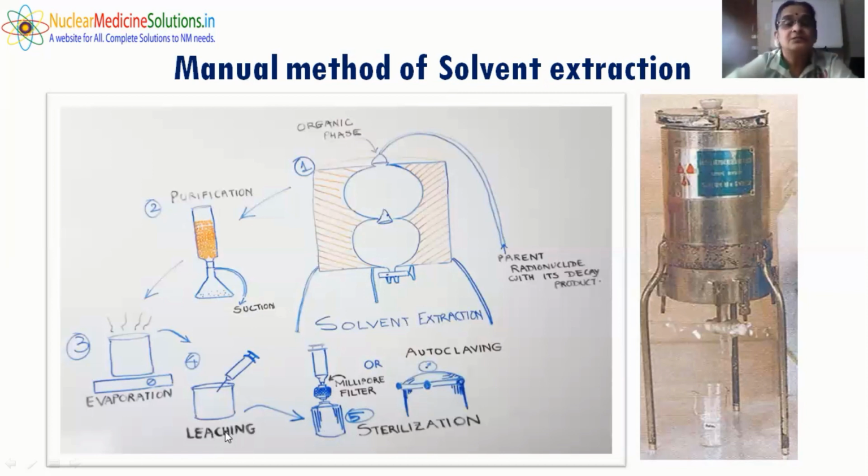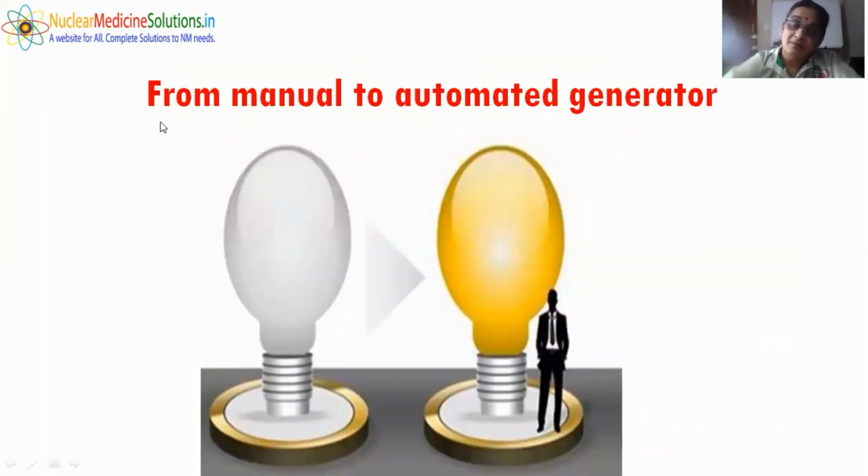So all this, as you can understand, was very much away from the ideal. You needed process purification, you needed all these steps. It was not a very simple procedure. It needed a lot of technical training, and with the open system, exposure to radioactivity, all these things, it was not very safe. All these things finally led to the manual to automated generator shift.